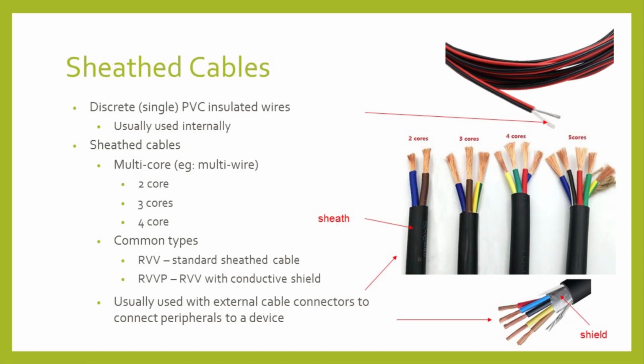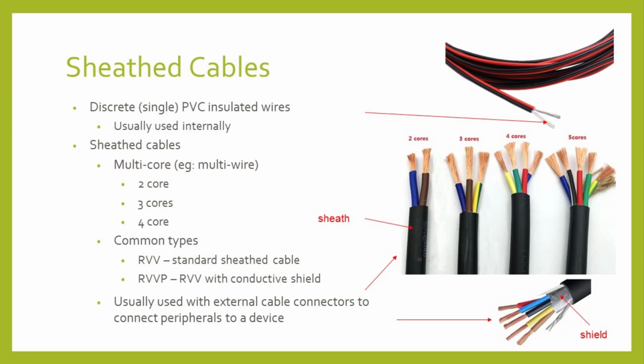Now let's look at how the wires are bound together. In the WildLogger, we're using discrete insulated wires with a PVC insulation. By discrete, I mean there's no bundling sheath. It's just bare wires and insulation. You can see these wires in the top picture.